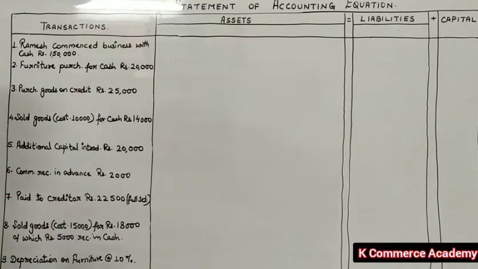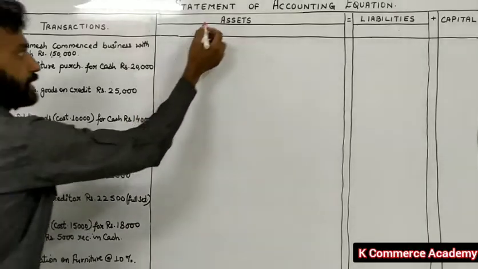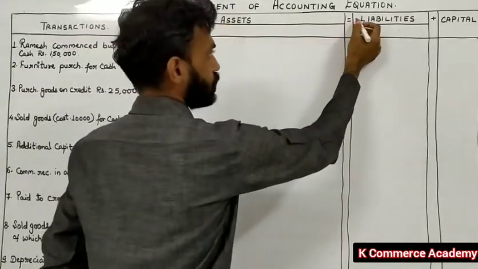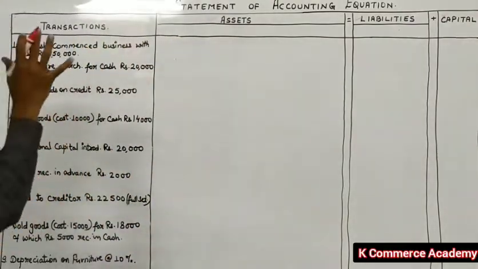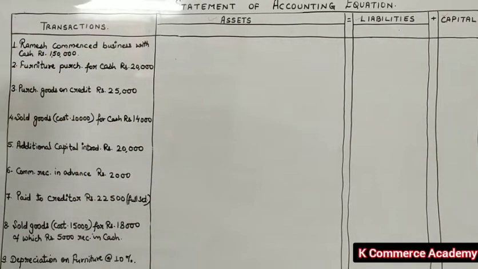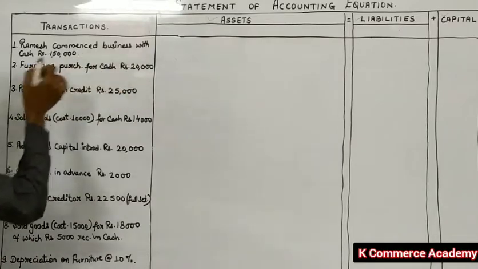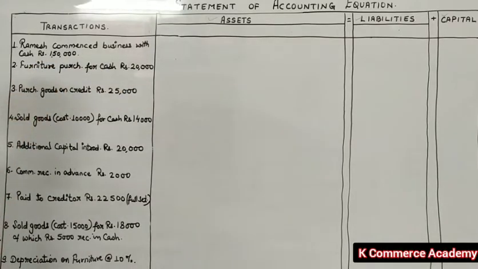What is our accounting equation? We had already studied, that is assets must be equals to liability plus capital. We have to prove each and every transaction with this accounting equation. Fine. Let us start with the first transaction. We have the first transaction, that is Ramesh commenced business with cash rupees 1,50,000.